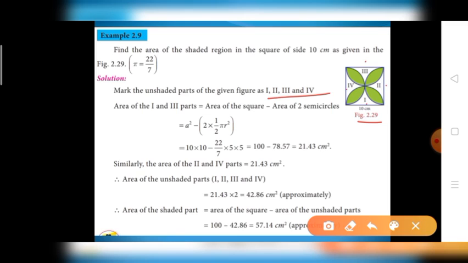Area of the first and third parts is equal to area of the square minus area of two semicircles. What is the formula for area of the square? a squared. Area of two semicircles is 2 into half into pi r squared.